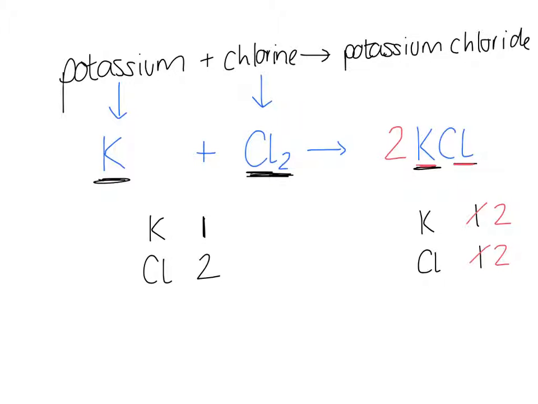So now I've fixed the problem of my chlorines, but I have, as a result, created a problem with potassium. So I have 2 potassiums on the right hand side and only 1 on the left hand side. So I need to put a big 2 in front of my potassium here and update my list. And now my equation is balanced. So 2K plus Cl2 reacts to give me 2KCl.